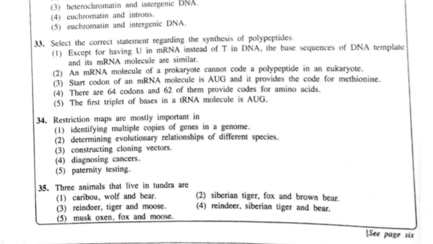Question number 34. Restriction maps are mostly important in. This is a theory point. The answer is the third one. So restriction maps are used to construct cloning vectors. Question number 35. Three animals that live in tundra are, answer is answer number 1, caribou, wolf and the bear.